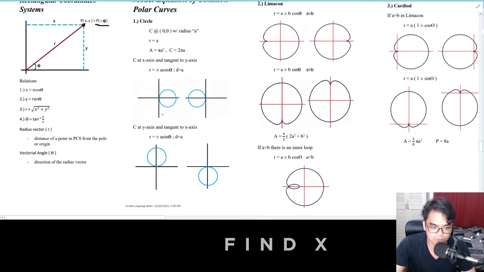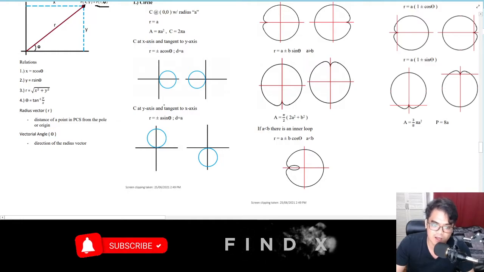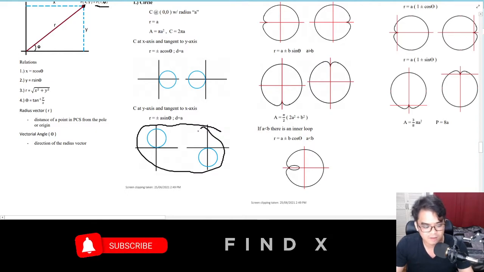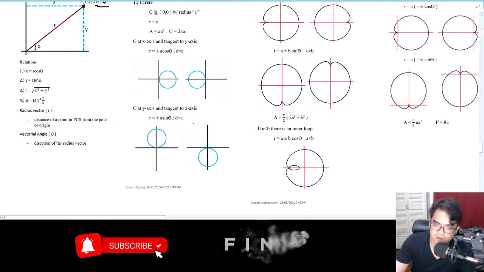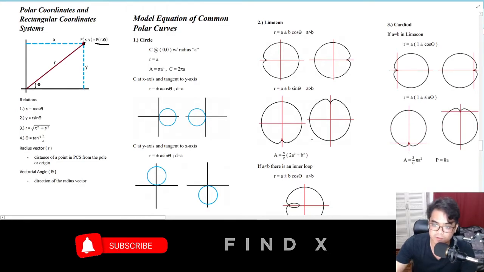And then if it is the other way around, where the center is on the y-axis and tangent to the x-axis, this is what it looks like. And then r will be equal to plus or minus a sine theta. Of course, the diameter is still a.